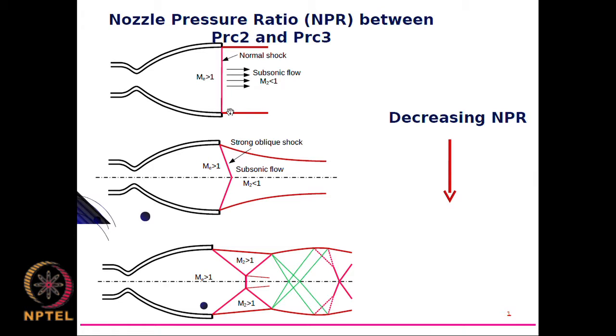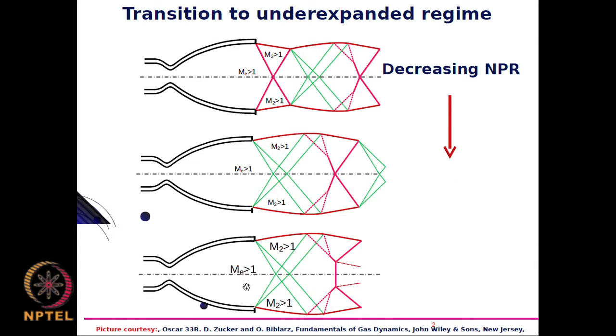Now, if I decrease my PB further, the shock is pushed downstream, then you have a scenario where the shock reflects with another shock and also forms something called the Mach reflection. And if I decrease it further, then you move to the region called the under expanded nozzle. In the under expanded nozzle, the flow would try to expand further, and that is what is shown in the second picture here. So, here you have an expansion fan.